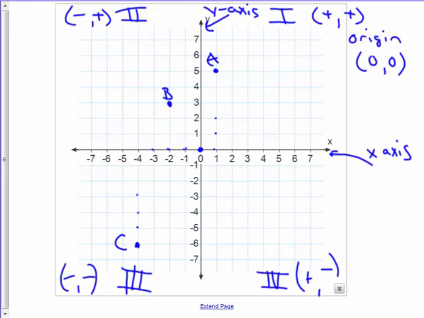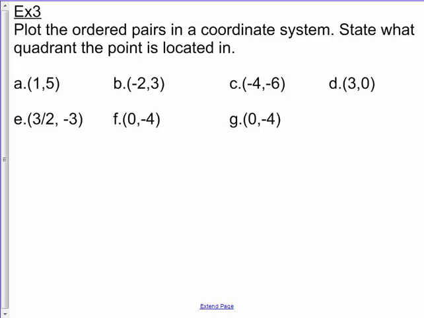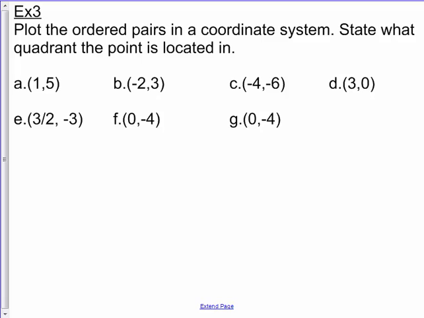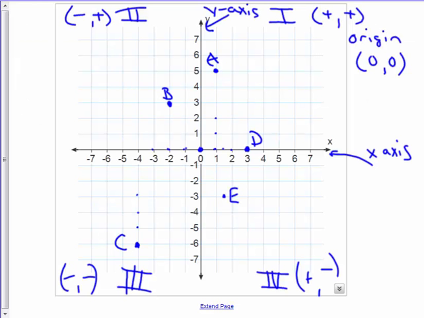D, 3, 0. I'm going to go 3 in the x direction and 0 in the y direction. E, 3 halves. Now 3 halves, what is it? That's 1.5, so 1.5. And then I'm going to go in my y. So I'm going to go down 3. That's my E. If you haven't noticed already, F and G are the same. My bad. So F is 0, negative 4. I go left and right 0, I go down 4 for F. G you can just cross out.